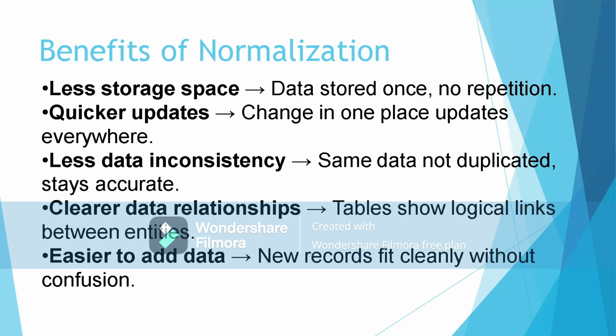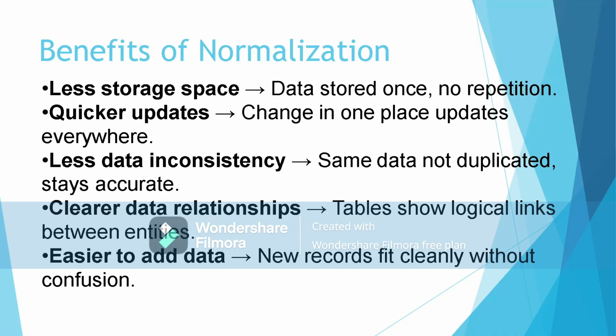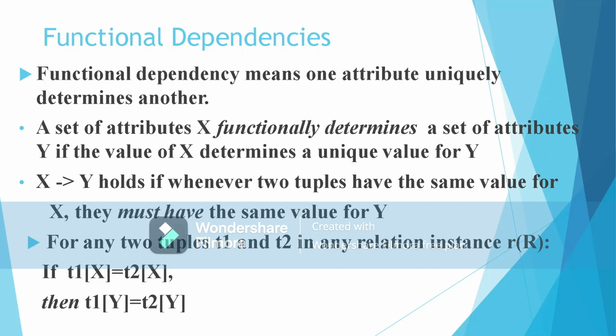less data inconsistency, and the same data is not duplicated, therefore inconsistency will not happen. Again, clearer data relationships. Here the table shows the logical link between entities. Now you can see, by using this enrollment table, the student ID and course ID relationship is established. And in the normalized data, we can add the new records without any confusion. So all these are the benefits of normalization.